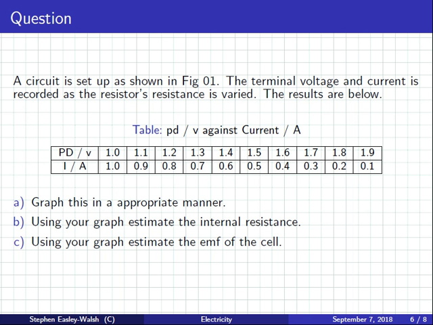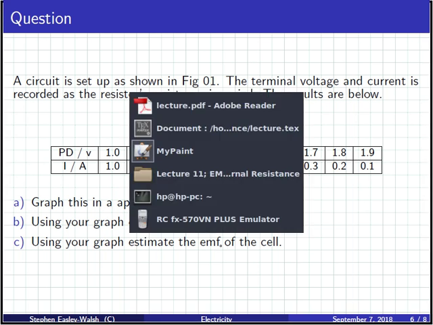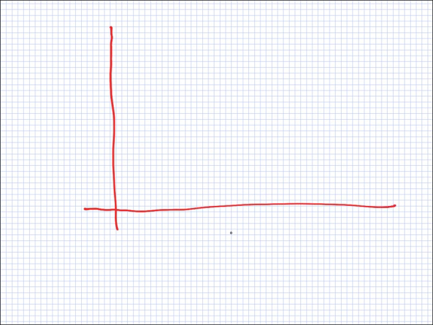Right, so let's make the graph. Let's do our best. Okay. So Siva, what did you say goes on the x-axis here? Current, which is I, measured in amps. And Andek, what goes on the y-axis here? Potential difference, which is measured in volts.